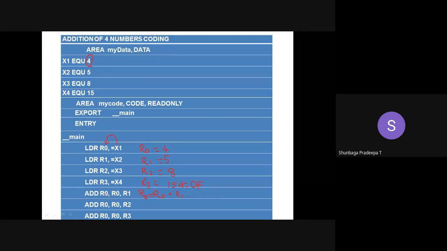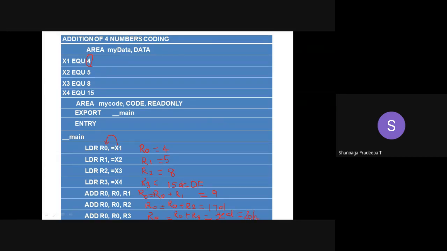So now what will it be? 9 will be in the R0 register. Next, again we are trying to add this R0 value with the next value, which is R2. Which will be 9 plus 8, 17 in decimal. And the last addition will have the 4th number. So R0 plus R3 is equal to 32 in decimal, or 20 in hex.